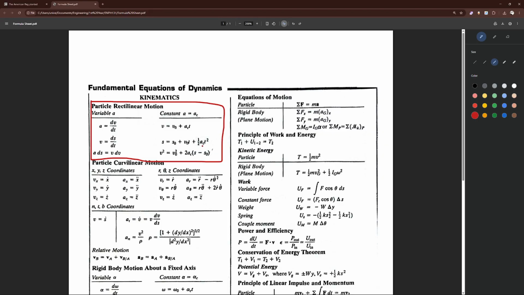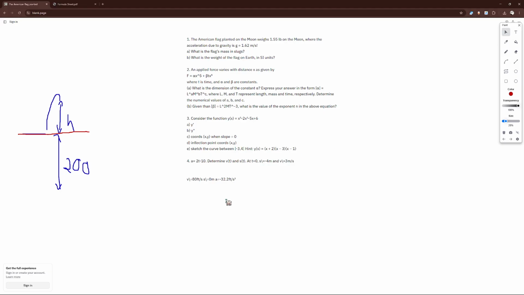You have V naught, that's fine. You have acceleration, that's fine. You don't have time, so you can't use this equation. That's two unknowns, one equation. You can't do that. You need two equations if you want to have two unknowns. So you move to this one where you have just one unknown, which is S. So for this case, we're going to be using V squared is equal to V naught squared plus 2a times S minus S naught. Okay? And now let's just plug in our values.